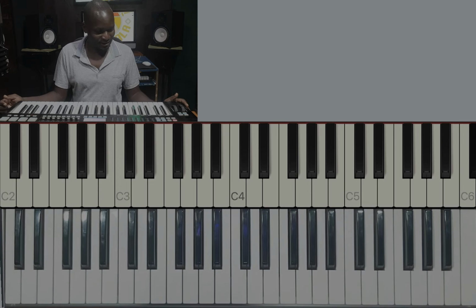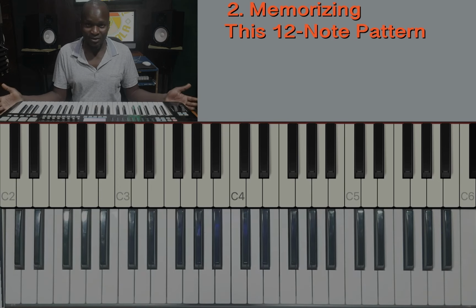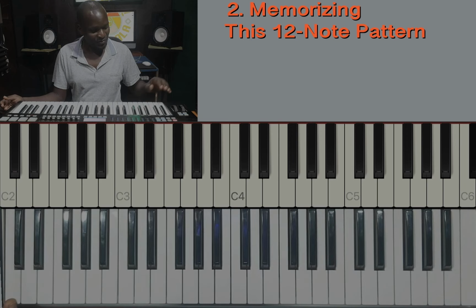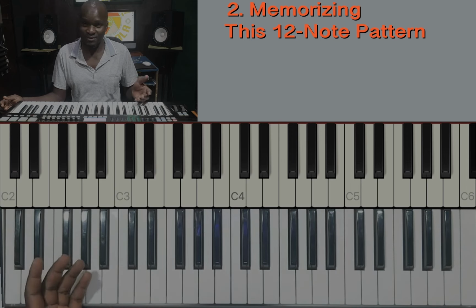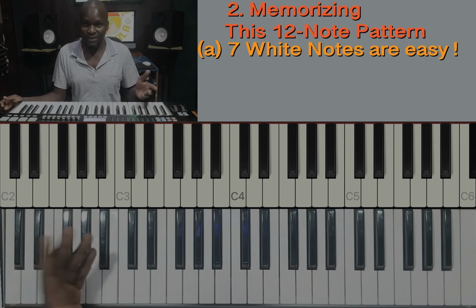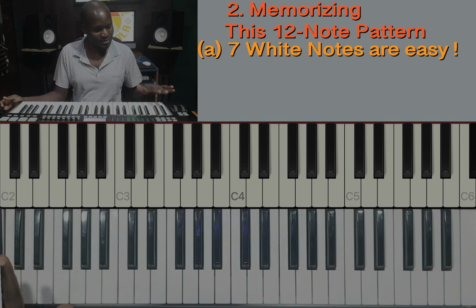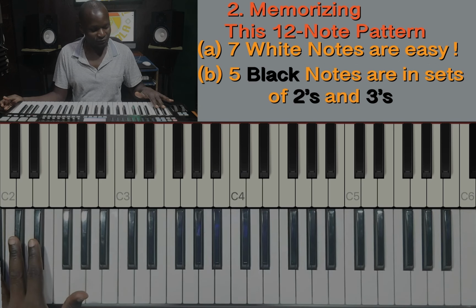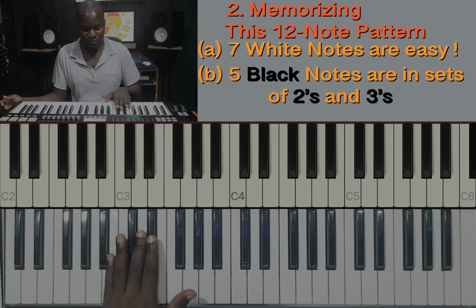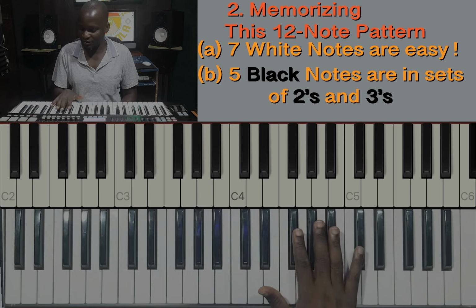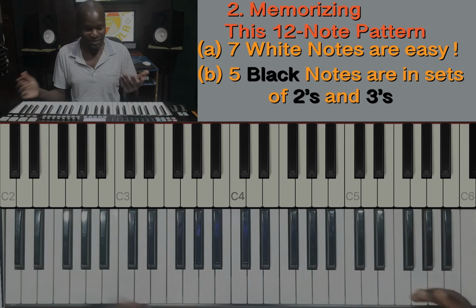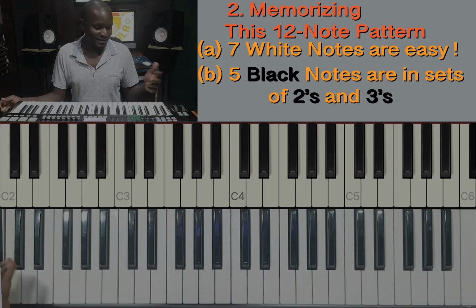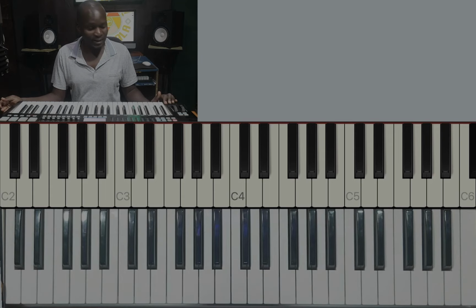The next thing is, how can you memorize them? We have white buttons, which are 7, and 5 black ones. But if you look at the black ones, we have sets of 2s and 3s, 2s and 3s, 2s and 3s, 2s and 3s. That's one thing to note. The next thing is, how do we label these?